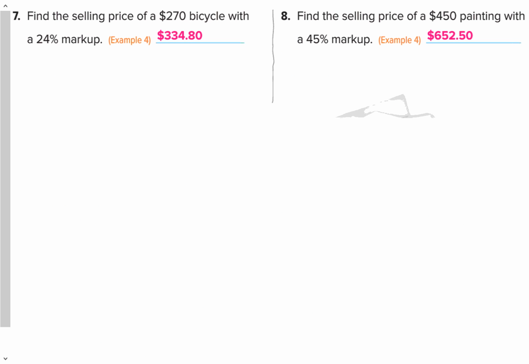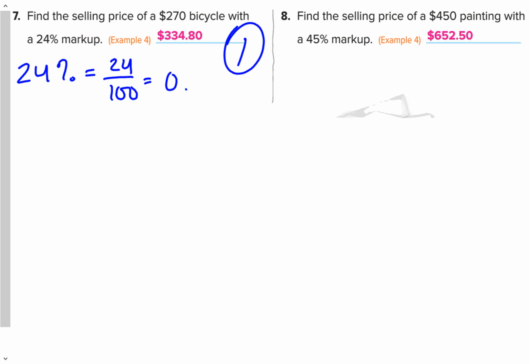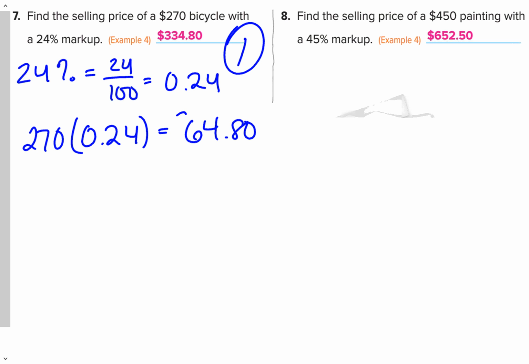Okay. Find the selling price of a $270 bicycle with a 24% markup. I'm going to use method 1 for this one. So first, let's convert our 24% into a decimal. Okay, so now we're going to multiply 270 times 0.24. That's going to equal $64.80.